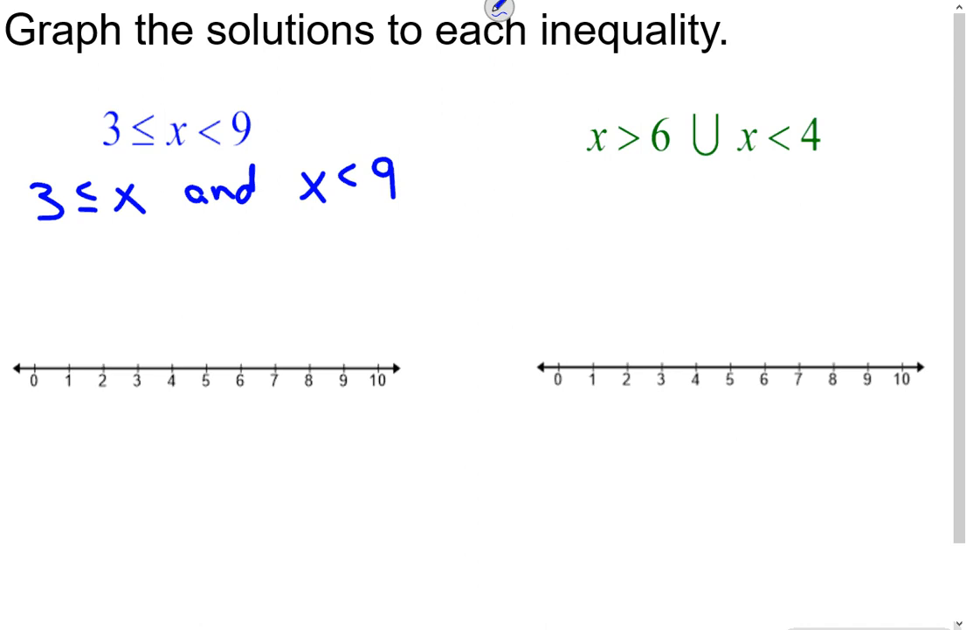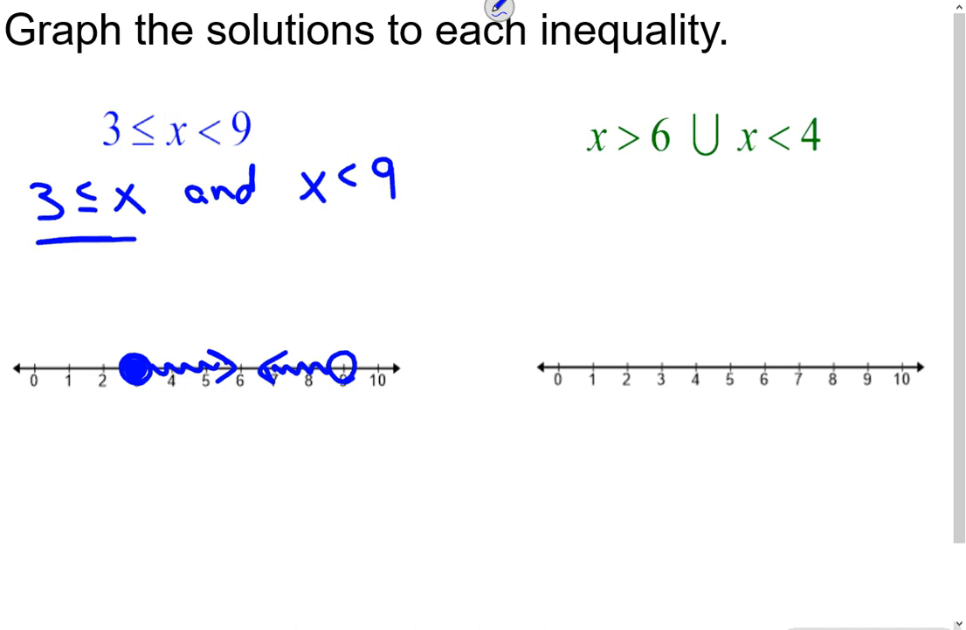So if I graph x, I'm going to look at this one here. X is greater than or equal to 3 because I'm reading it backwards. So I'd start at my 3, I would shade it in, and then I'd have to graph everything going that direction. But then we also have x is less than 9. So then I come over here to 9, everything that's less than it, that's everything going this way.